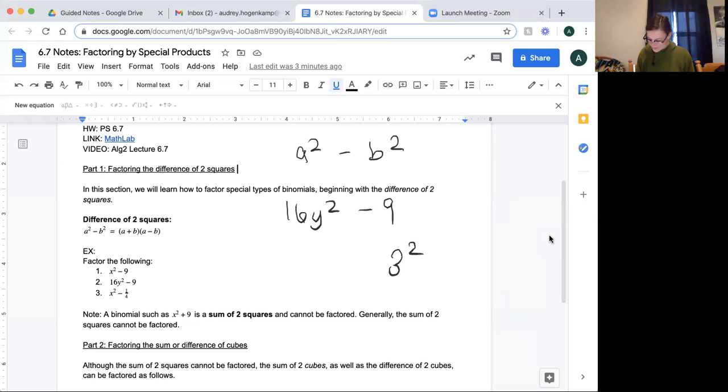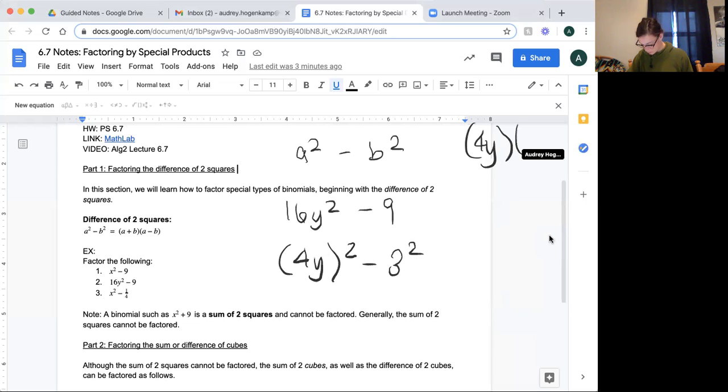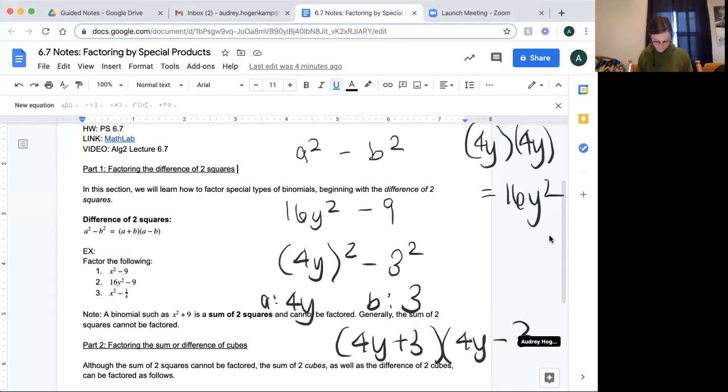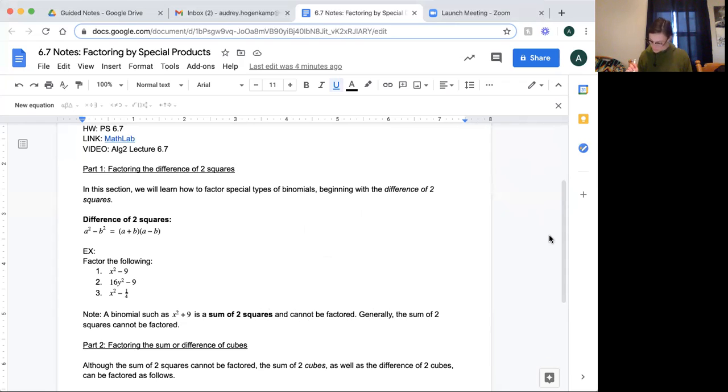So we can rewrite 16y squared as 4y quantity squared, because 4y quantity squared is 4y times 4y, which equals 4 times 4 times y squared, which is equal to 16y squared. So we can double check our work there. And now we can see that a is 4y, b is 3. So our answer is going to be 4y plus 3 times 4y minus 3. Bada bing, bada boom.